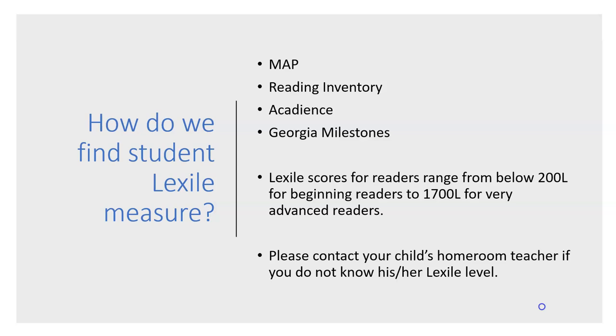Here at Emerson, we have 4 different ways that we can determine your child's Lexile. The new universal screener that we're taking 3 times a year is called the MAP assessment. We also, in grades 3 through 5, take the reading inventory. Acadience, also known as DIBELS, is another way that we can see a child's Lexile. And then also in grades 3 through 5, Georgia Milestones. Please contact your child's homeroom teacher if you do not know his or her Lexile level, and they'll be glad to share that with you.